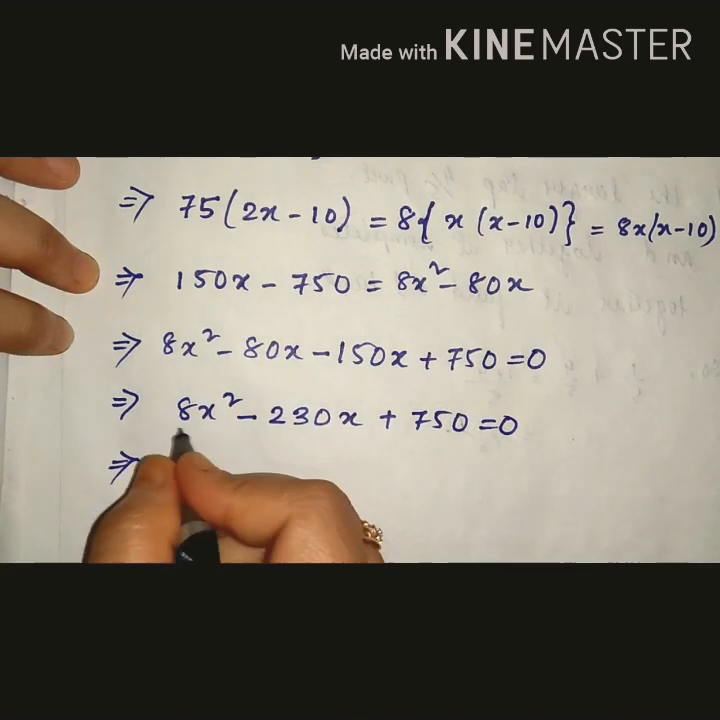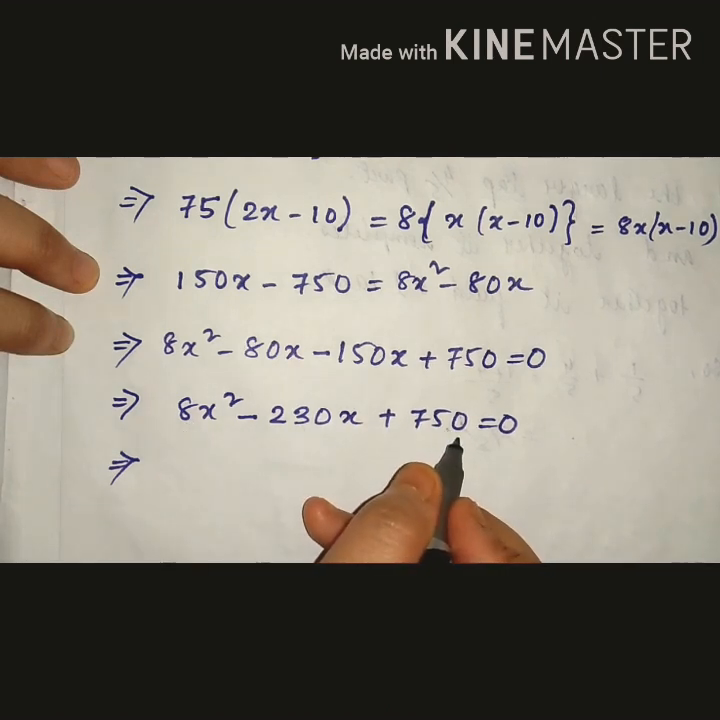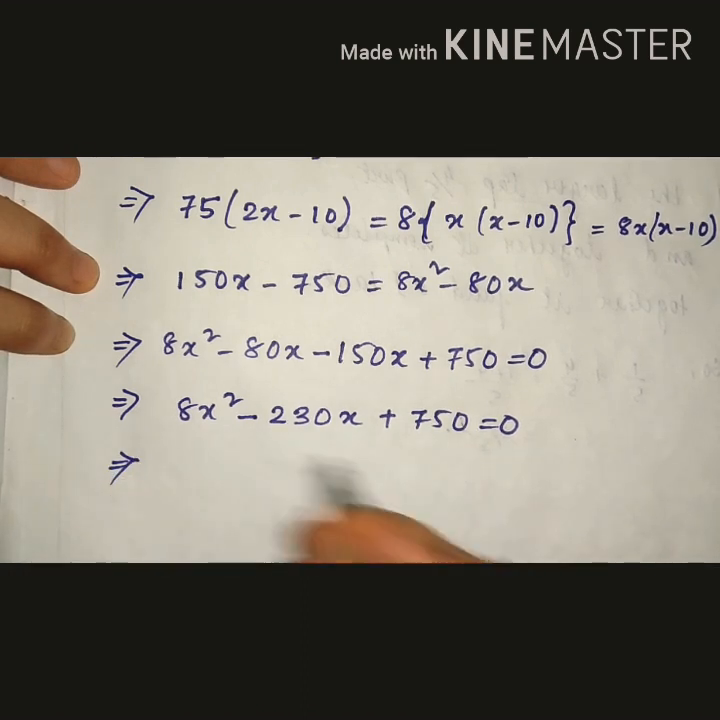Now you see, you can take 2 or I think 4 common, then it will be easier, isn't it? Or you can directly factorize this one. It is up to you.